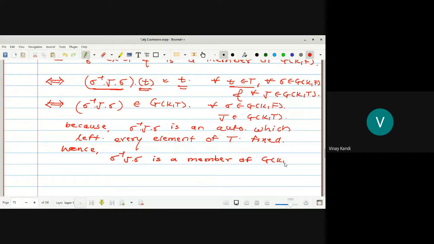This implies G(K/T) is a normal subgroup of G(K/F). Is it correct?